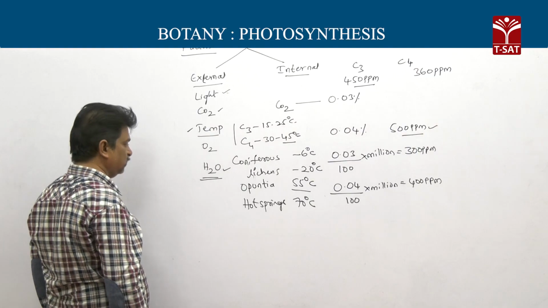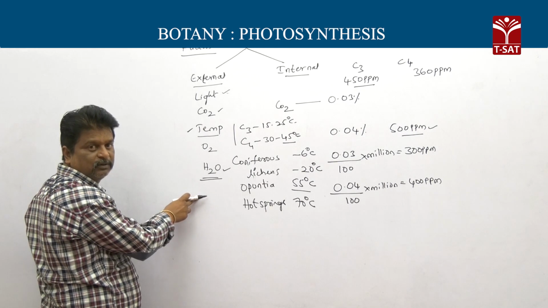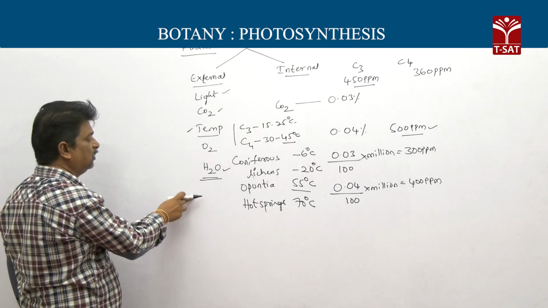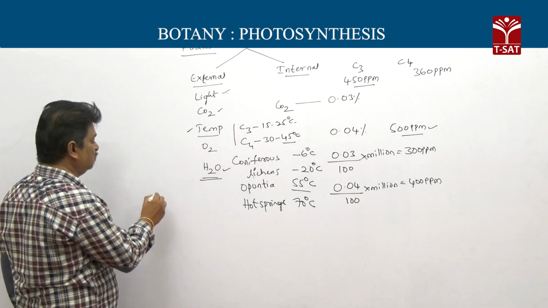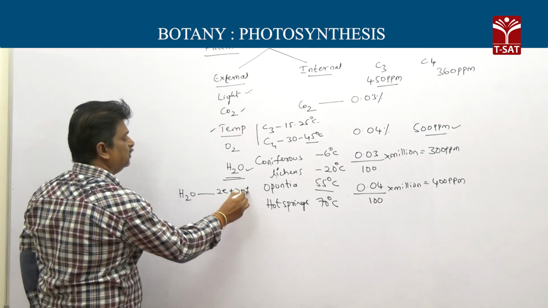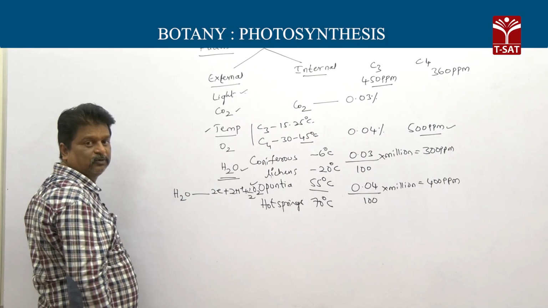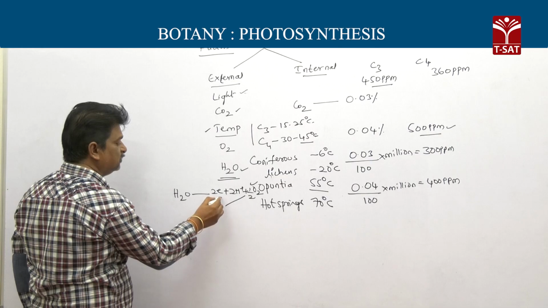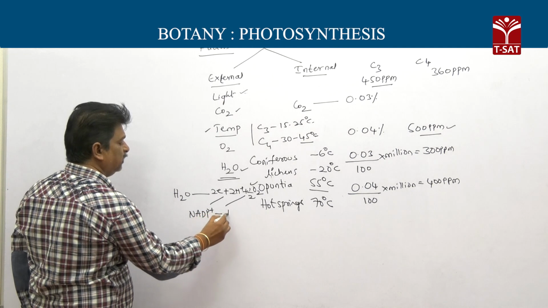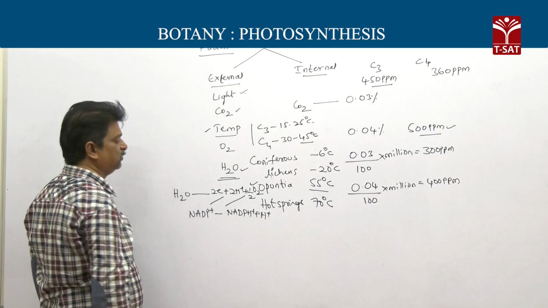Water is also, like carbon dioxide, one of the raw materials for photosynthesis. And particularly in plants, water acts as an electron donor. So, water acts as an electron donor, then the oxygen released into the atmosphere comes from this water only, and these released electrons and protons are accepted by NADP and form NADPH plus H plus.